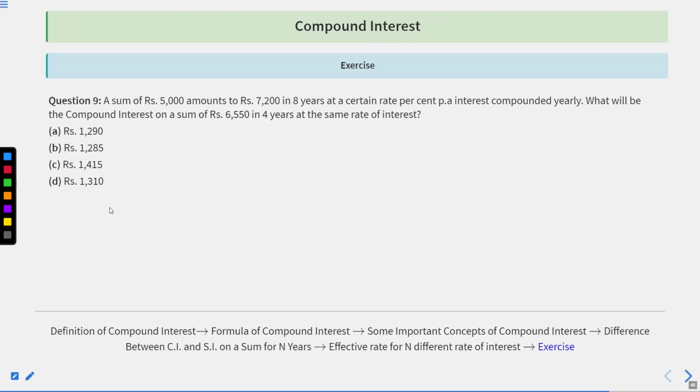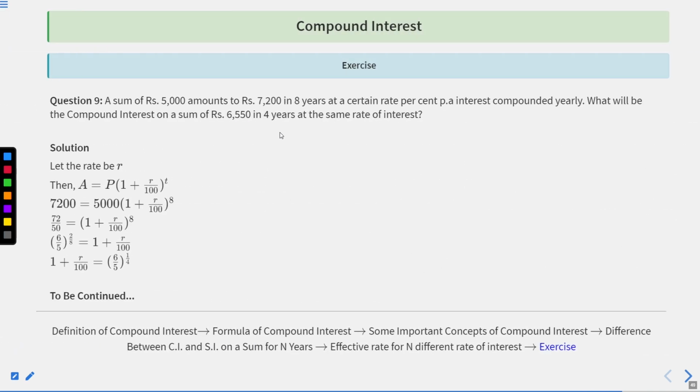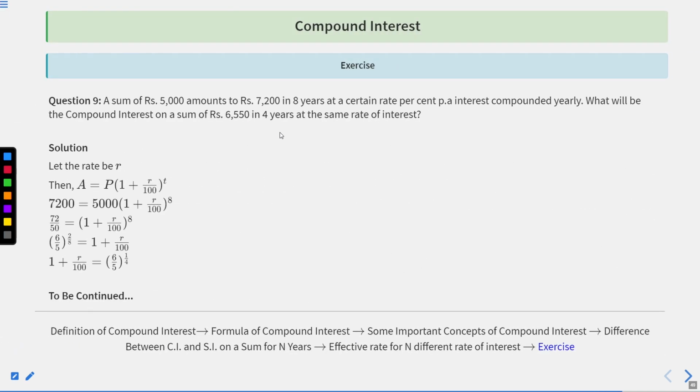Question number 9. A sum of rupees 5,000 amounts to rupees 7,200 in 8 years at a certain rate percent per annum, interest compounded yearly. What will be the compound interest on a sum of rupees 6,550 in 4 years at the same rate of interest? So let us have a look over the solution.